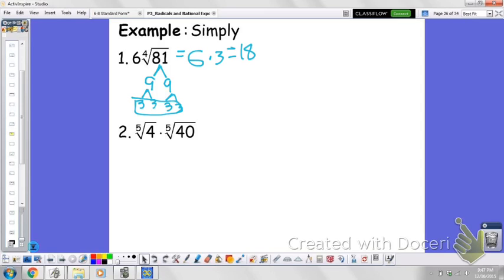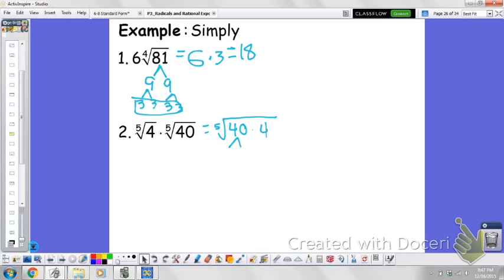Then I have the fifth root of 4 times the fifth root of 40. Now, if I split up 4, I'm not going to get a set of 5. So let's go ahead and multiply underneath my fifth root. That gives me the fifth root of 40 times 4. Now let's go ahead and start splitting up.